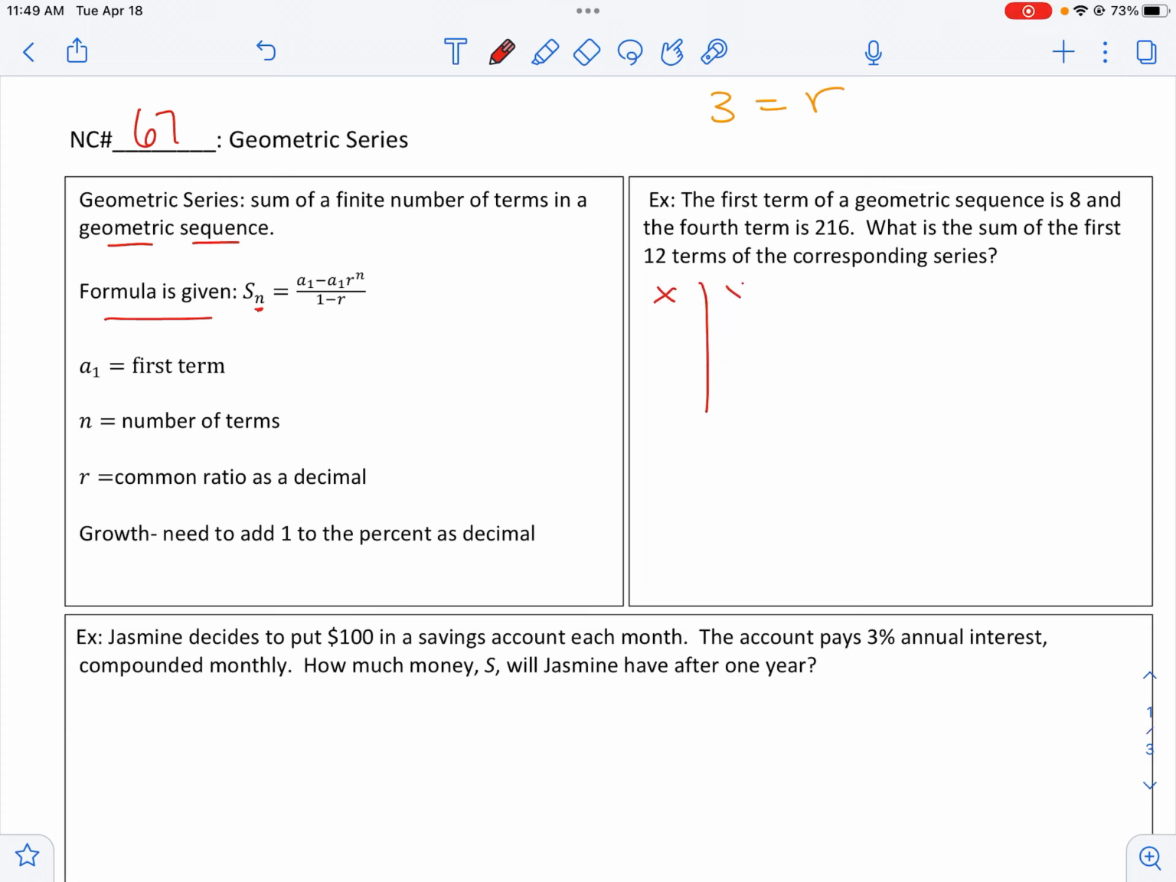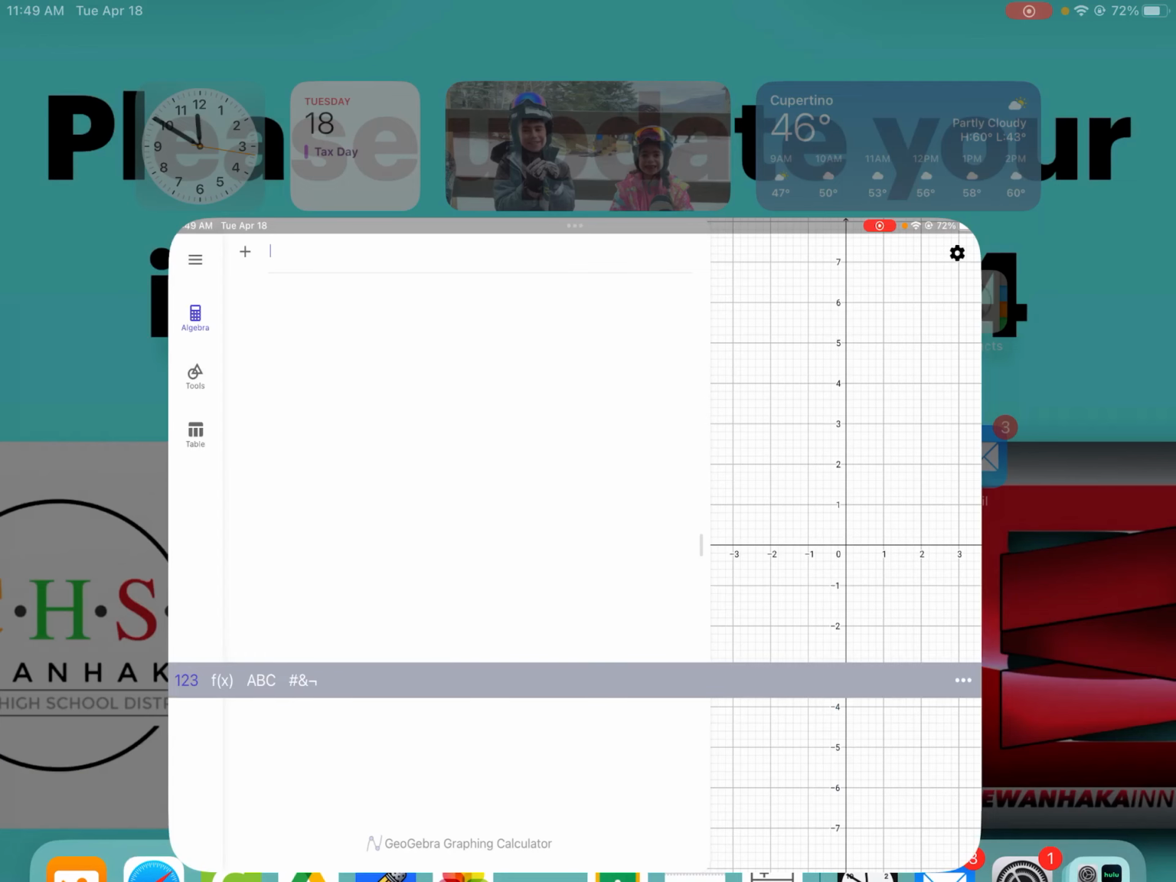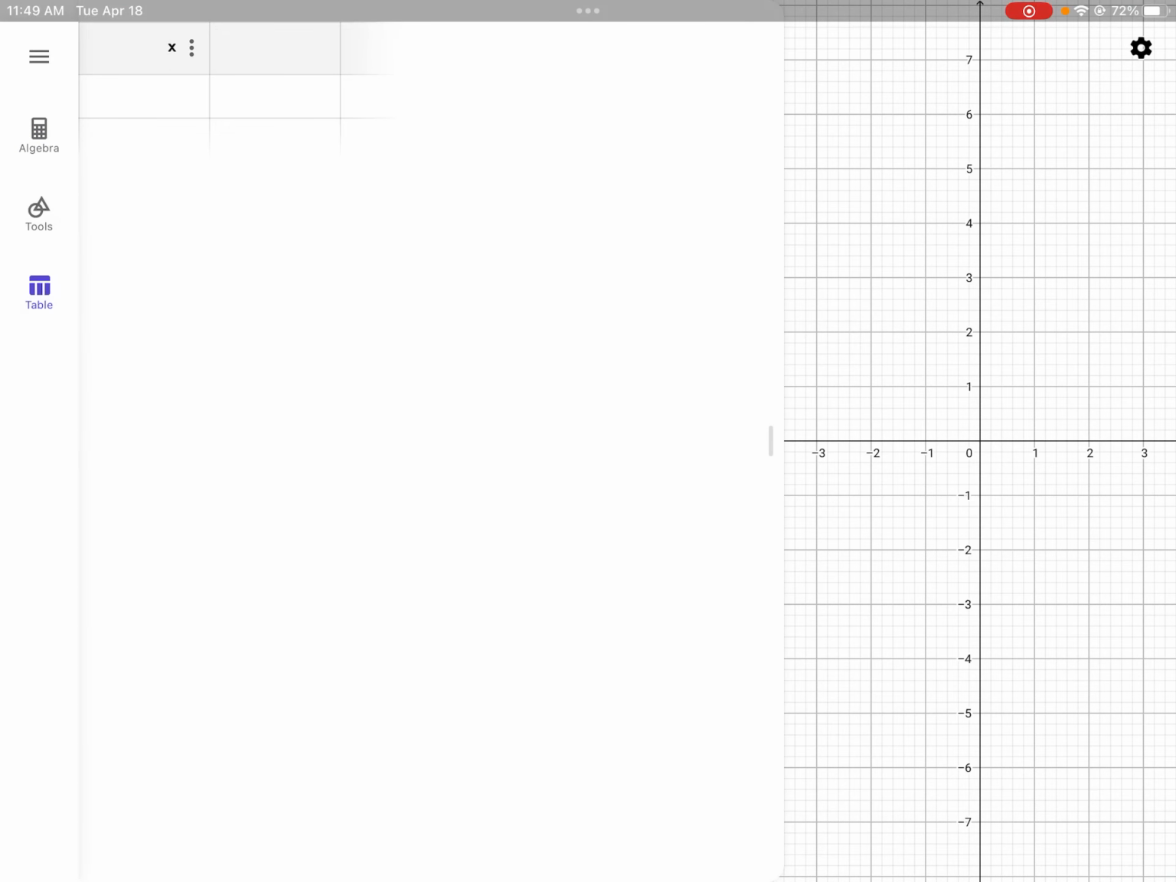So again, we have a table. First term is 8, and the fourth term is 216. That's another way that we could look at it to get the common ratio. We just did it by saying, okay, the common ratio cubed to get from the first term to the fourth term is equal to 216 divided by 8. And therefore the ratio is the cube root, which gave us 3.